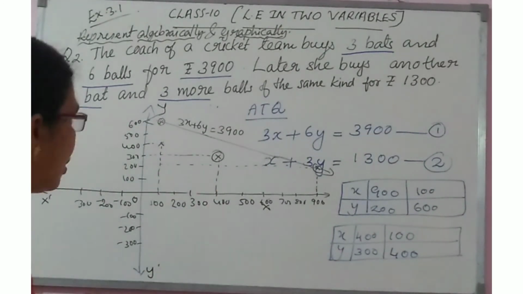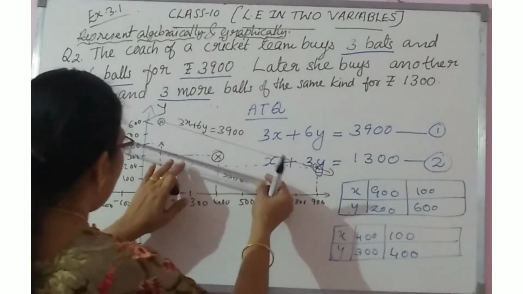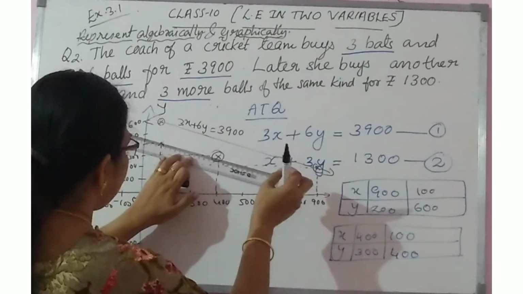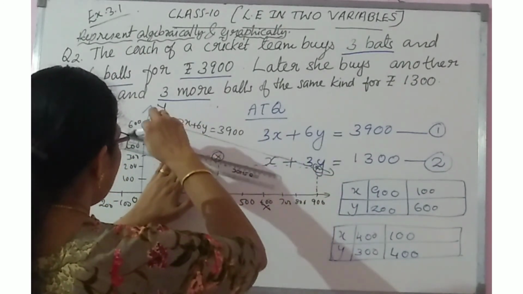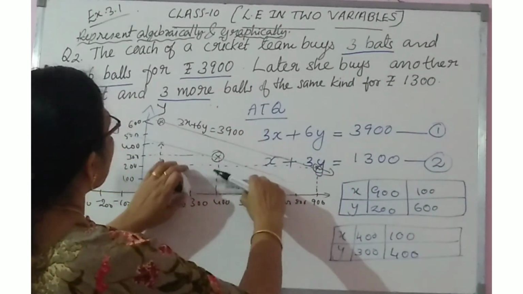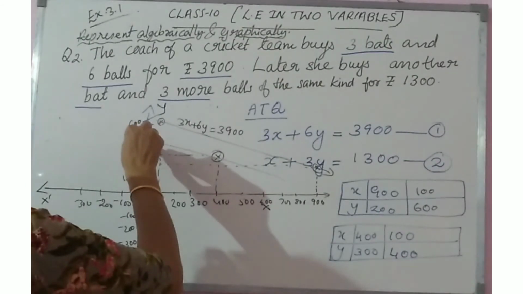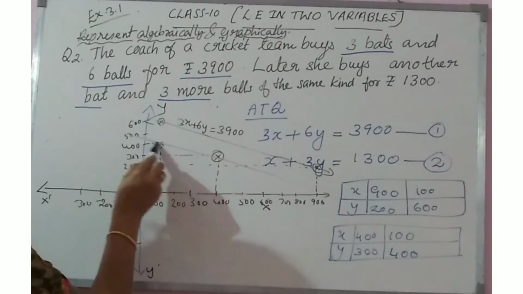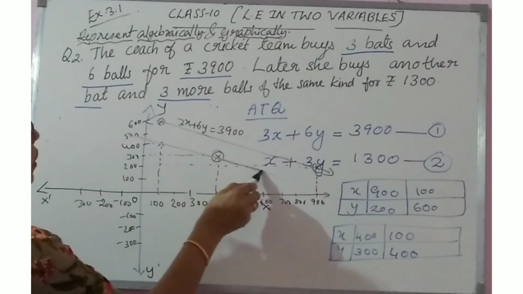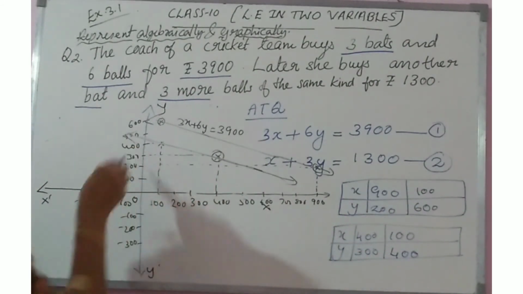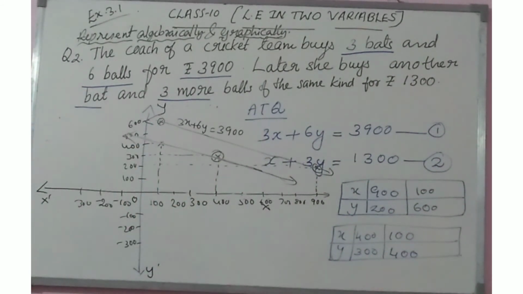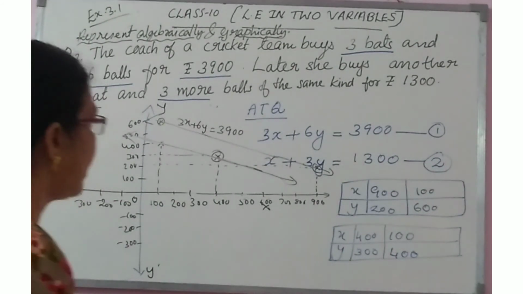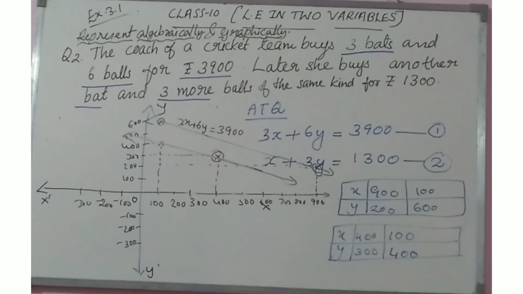So we are getting two points here. So we have to join the 2 points. So we can see this is the graph of the second equation. So these are the two methods, algebraic representation and graphical representation of the pair of linear equations in 2 variables.